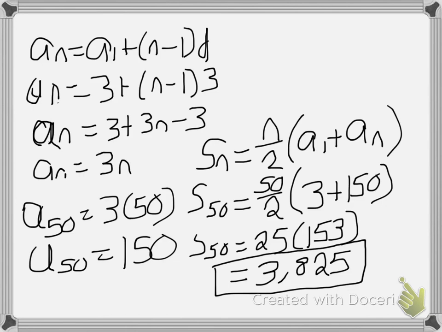I think you all can see the very big benefit of this formula, because all of a sudden I don't have to start at 3 and count by 3's 50 times. All I have to do is know the first term and the last term and remember this formula, and we're good. Okay, so let's try another one. The next one: 4, 7, 10, 13, and find the sum of the first 30 terms.